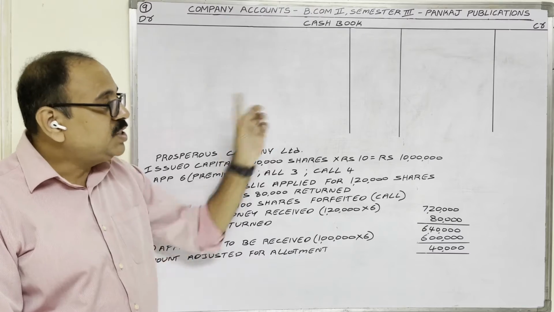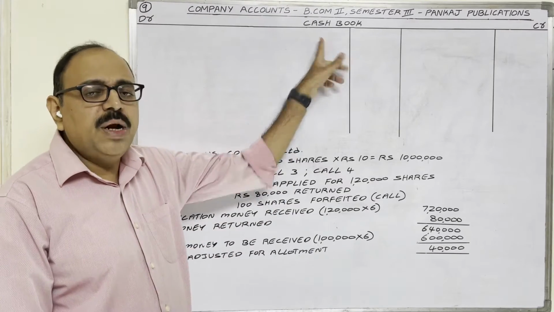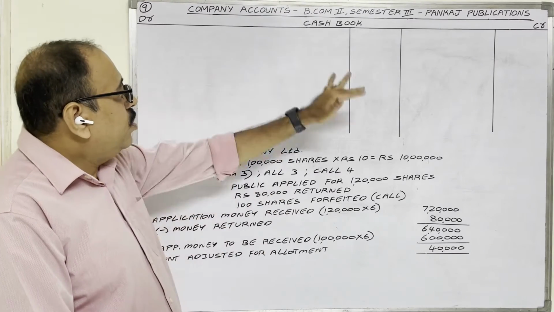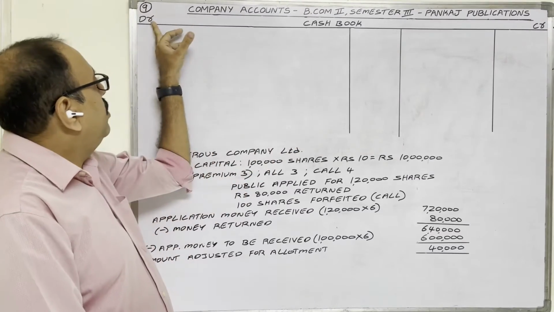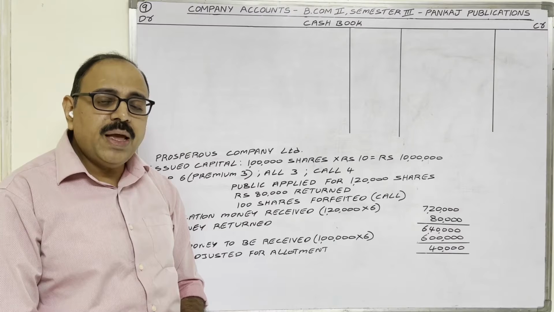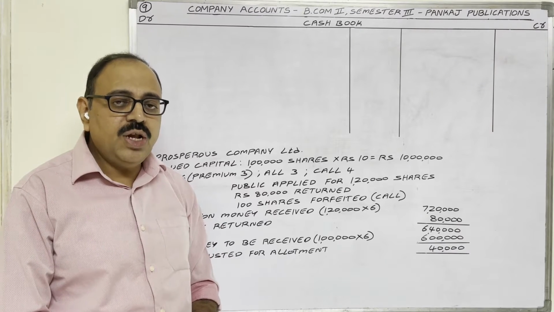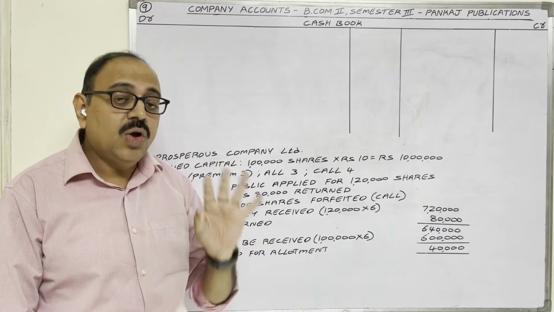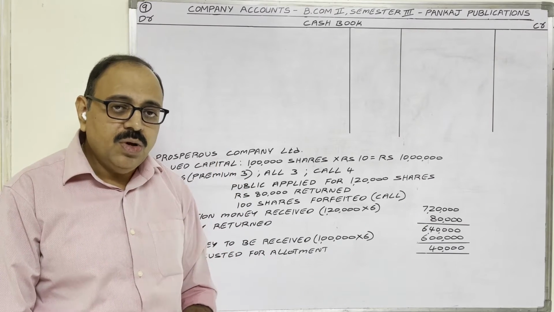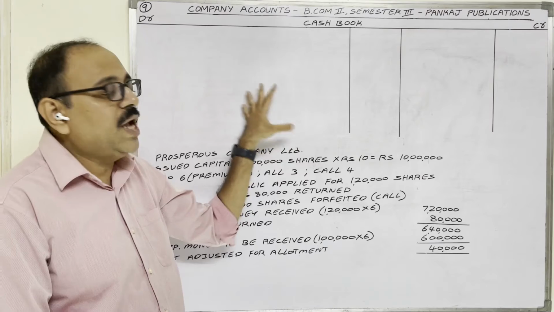So let us see the cash book first. Cash book is nothing but a bank account. Account format: particulars, amount, debit side, credit side. To prepare the cash book, two methods are there. First one, use journal entries. For receiving application, allotment and call money, entries will be there, no? Those entries we have to post in the cash book.